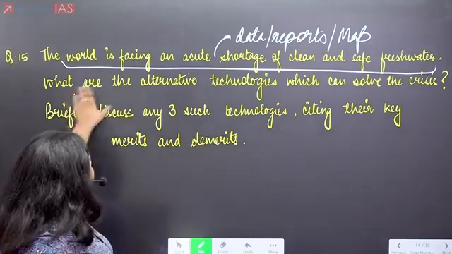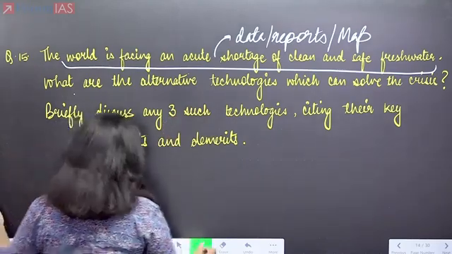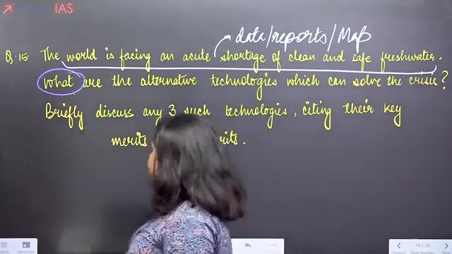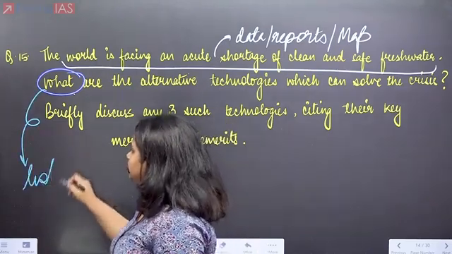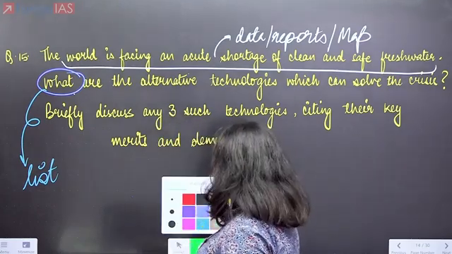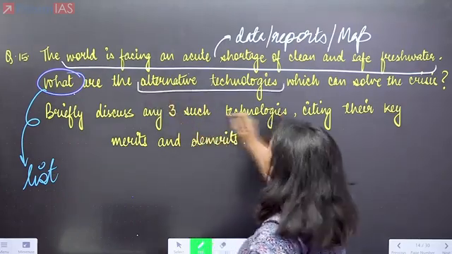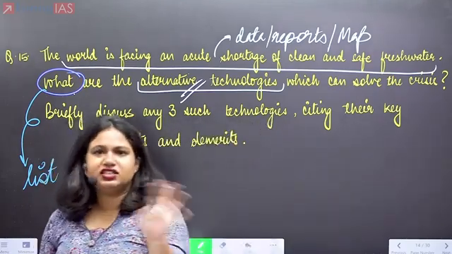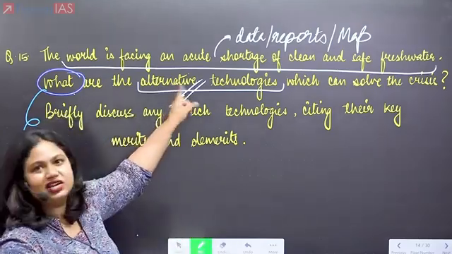What is the question? What are the alternative technologies which can be used to solve the crisis? When they're asking you this question, what are the alternative technologies, this "what" means that they're asking for a list, right? They're asking for a list of technologies which could be used. Fair? Then they're not asking for conventional technologies. They're asking for alternative technologies, which means that I'm not asking about filtration and desalination and reverse osmosis. We are asking about alternative technologies here.